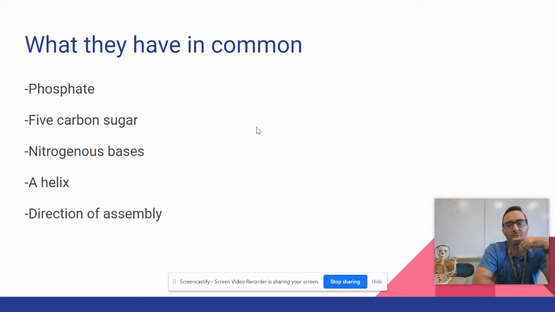So what they have in common: they have phosphate. They both have a 5-carbon sugar, and notice I chose my words very carefully. They have nitrogenous bases, and notice I chose my words very carefully again. They're made of a helix or helices, and the direction that they're put together. So let's start taking a look at a little bit of this stuff.